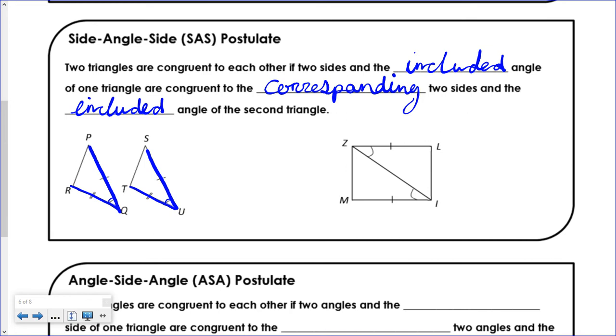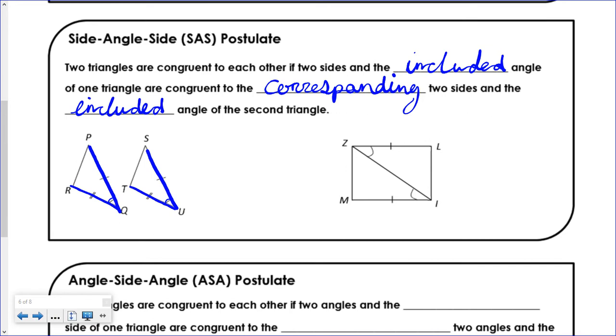So if you have that pattern in both triangles, you have two pairs of congruent sides and an angle in between. That's the side angle side rule. You don't need to know the third side. You don't need to know the other two angles. This is the least amount of information you need to know for the side angle side. Okay? What about this picture?